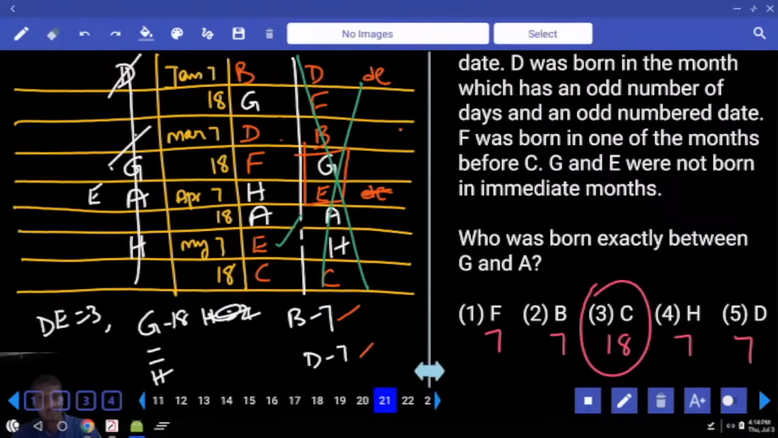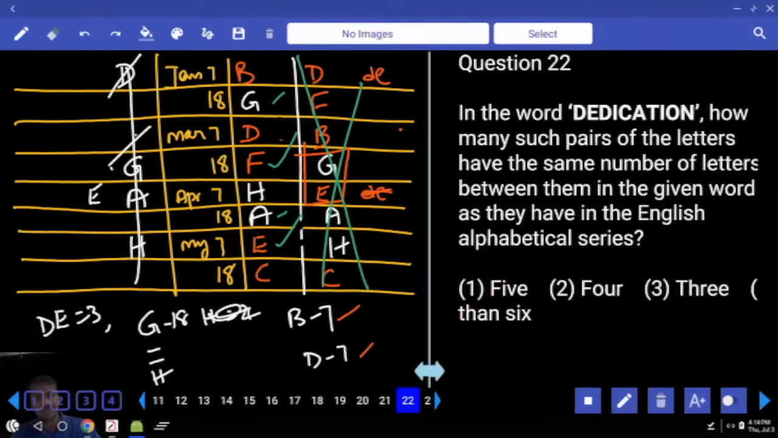Then 21st. Then who was born exactly between G and A? Now G is here, A is here. Now who was that person? F. F, choice 1, question number 21. Then 22nd.